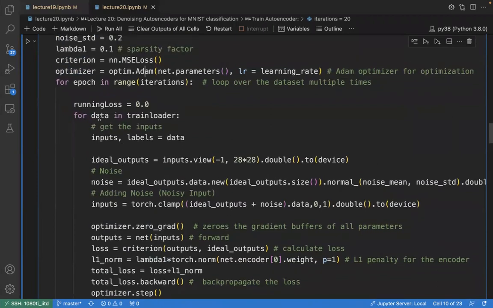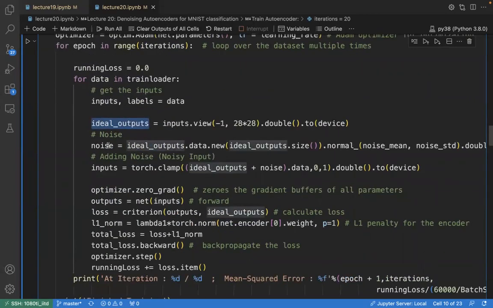So we're iterating over all the iterations, and we're iterating over the data loader. We're getting inputs and labels. Since the batch size is 1000, we'll be getting 1000 images and 1000 labels. So this is the ideal output. Inputs is there, we're just flattening it, and we're getting the ideal output. And this is the noise. Ideal output dot data dot new. So we're sampling from a normal distribution.